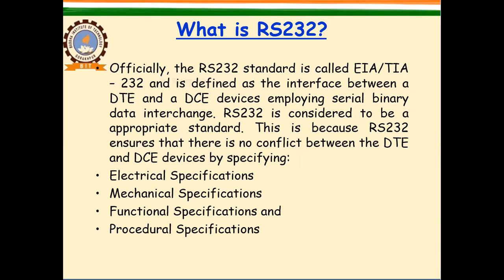This is because RS232 ensures that there is no conflict between the DTE and DCE devices. So RS232, by specifying certain parameters, resolves the conflict issues. Now, we are going to study in detail the different parameters, that is electrical specifications, mechanical specifications, functional specifications, and the procedural specifications.